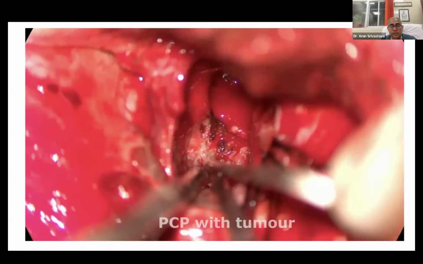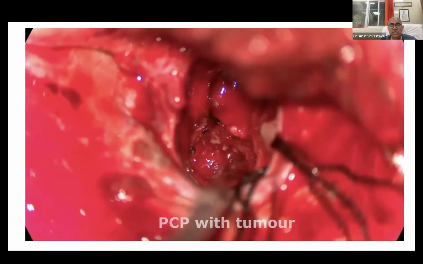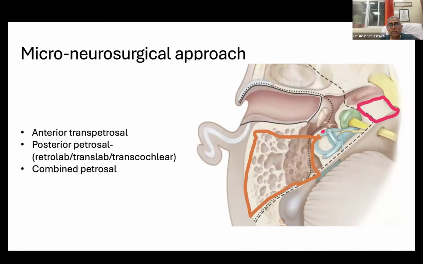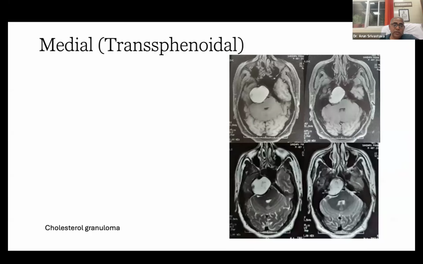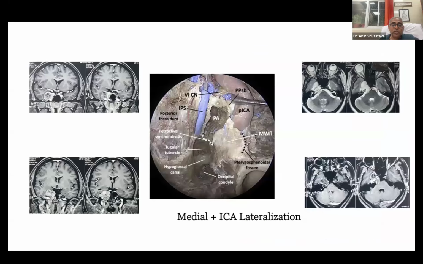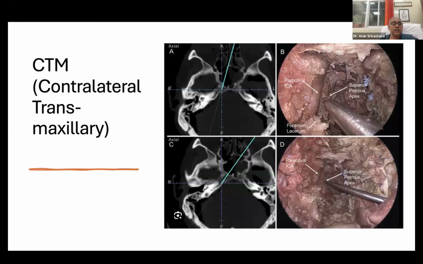Due to the paucity of time, I leave other components, mainly some endoscopic approaches for petrous apex. For cholesterol granuloma, you can take a medial transsphenoidal approach. For some cases, you can do medial plus ICA lateralization. You can go for the transpterygoid infrapetrous approach, right? Like we have done in this case of skull-base osteomyelitis and contralateral transmedullary approach.